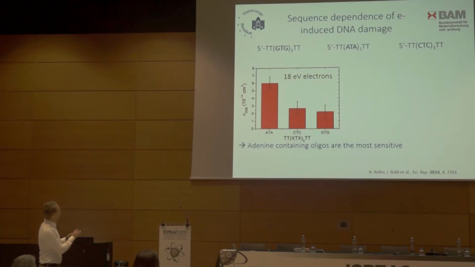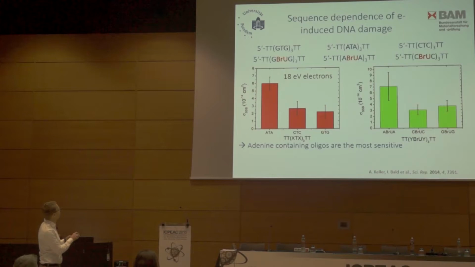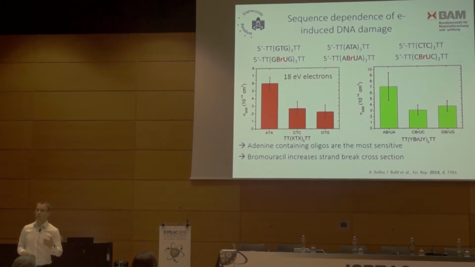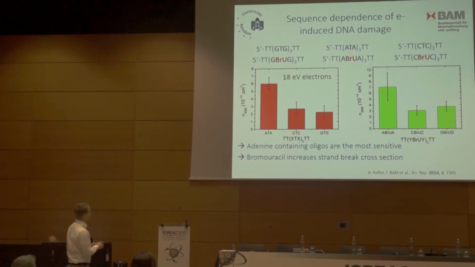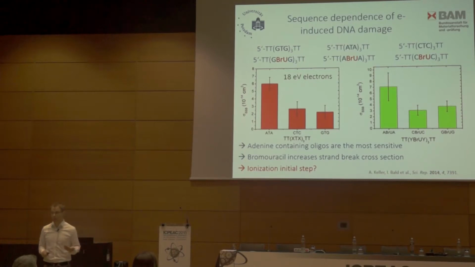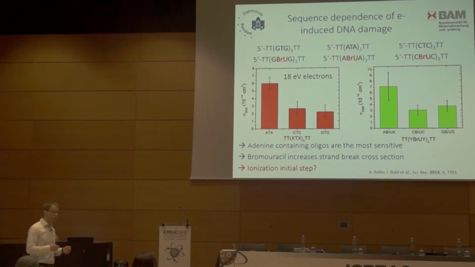In an additional experiment, we replaced the central thymine by bromouracil. Bromouracil is a well-known radiosensitizer, and we determined the cross-sections here as well. The cross-sections are slightly larger at this electron energy, so we can see that the bromouracil increases the strand break cross-section, but the effect of the base sequence is much stronger. So the question is: is ionization the initial step? And as I said, there must be some additional effects that account for this different behavior of the different sequences.